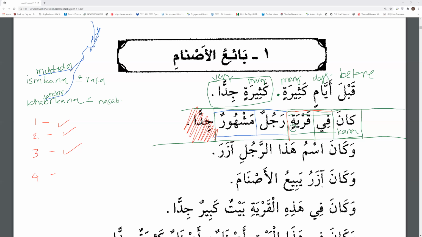Hold on, let me just fix this pen. Undo that. Undo it. Okay.